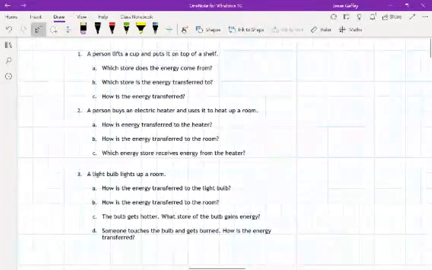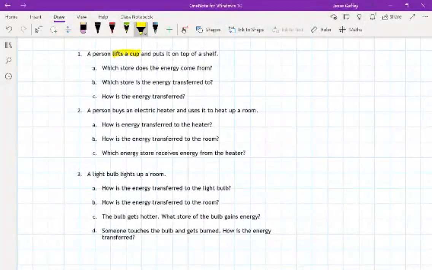Each one of these is going to be giving you a scenario. So for example, a person lifts a cup and puts it on top of a shelf. So they lift it, put it on top of a shelf. Let's do number 1 first. Don't pause the video and do them all. Just pause the video and just do number 1. See how we get on.